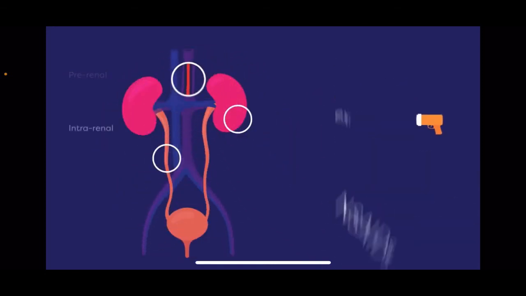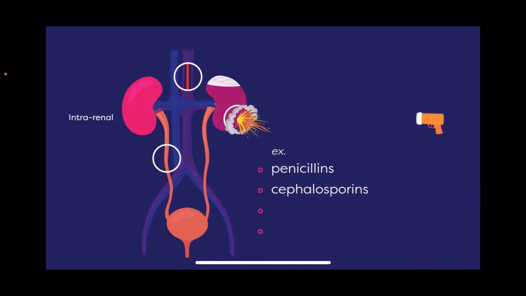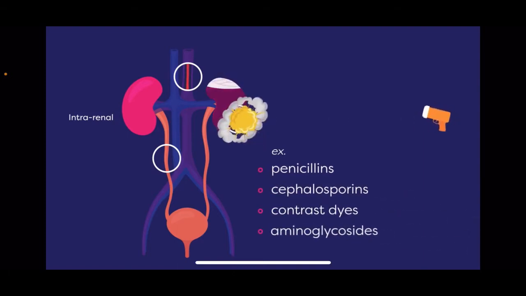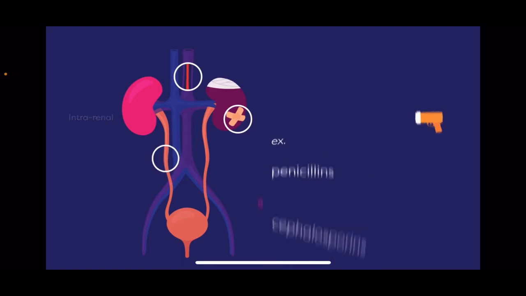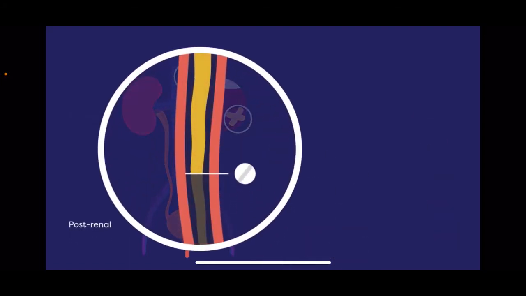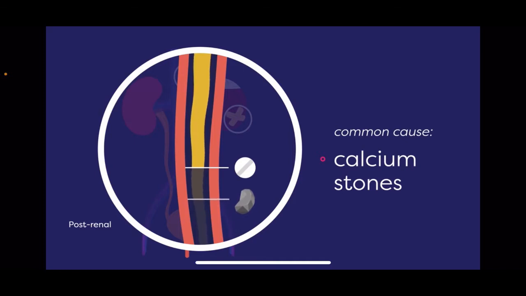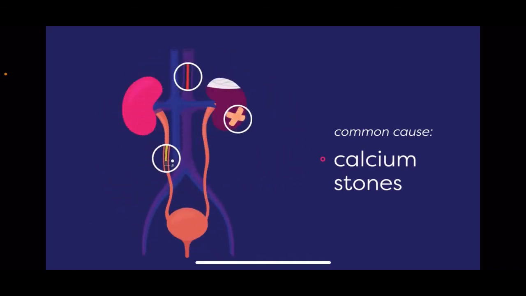Some drugs directly injure kidneys. Examples include penicillins, cephalosporins, contrast dyes, and aminoglycosides. Some drugs also obstruct the flow of urine from the kidneys. A common cause is calcium stones from excessive or high-dose calcium supplementation.